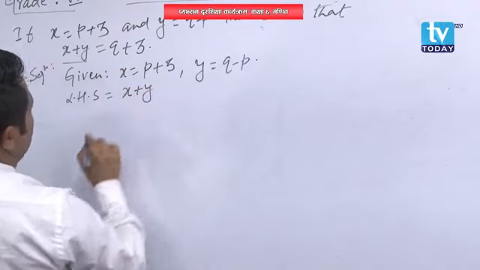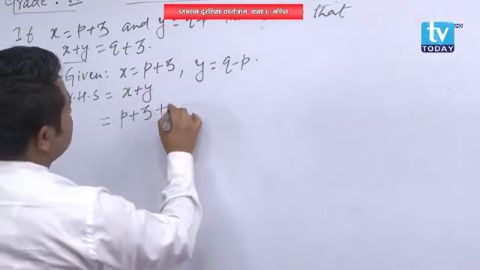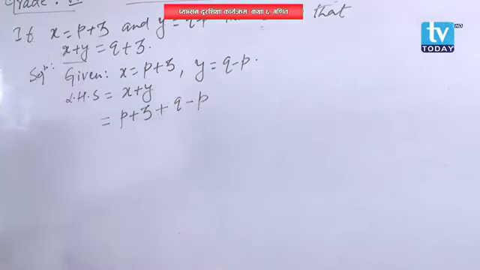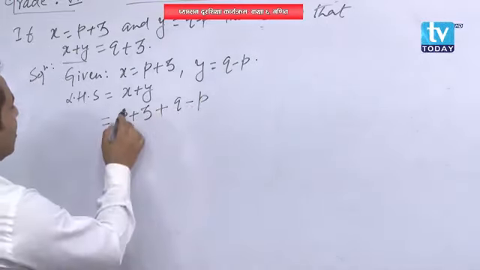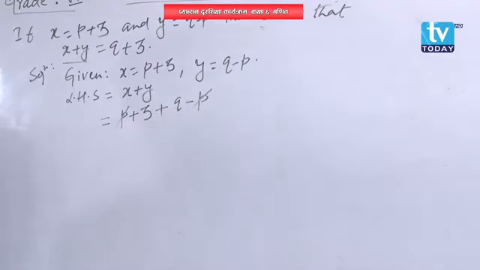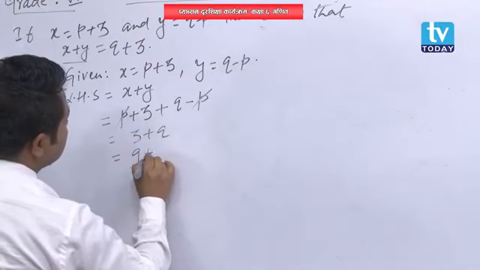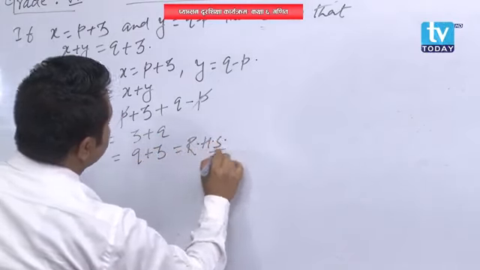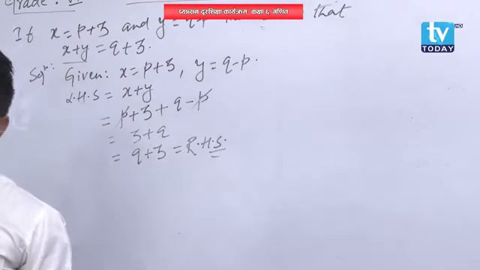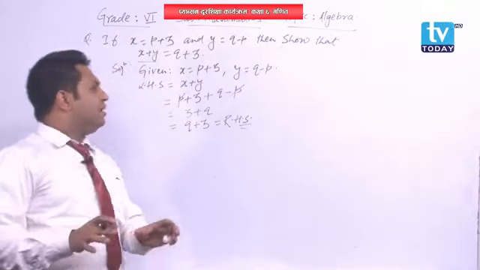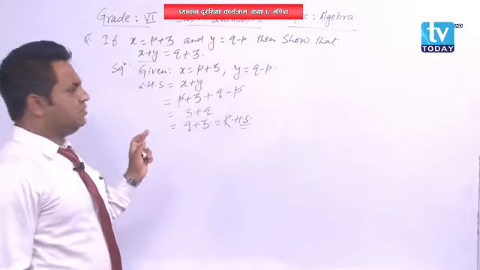So x plus y. The value of x, you can replace here with p plus 3, plus the value of y, which is q minus p. Is that clear? Now here one p is positive and another p is negative, so you can cancel this term. Is that clear? So 3 plus q, or you can write q plus 3, equals the right hand side. Here the left hand side was x plus y, so we got the right hand side q plus 3. Are you getting me? Simply we are substituting the value of x and y in this condition. Is that clear? Understood?